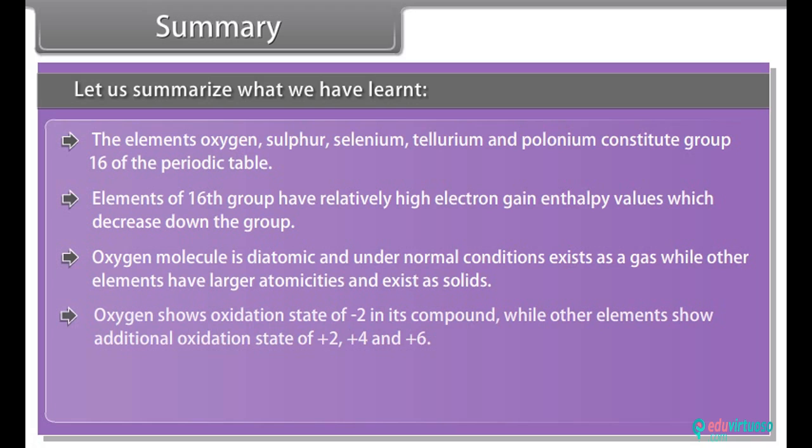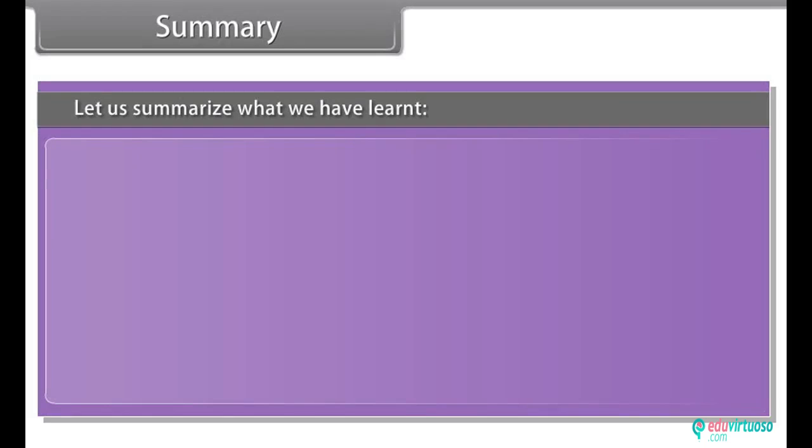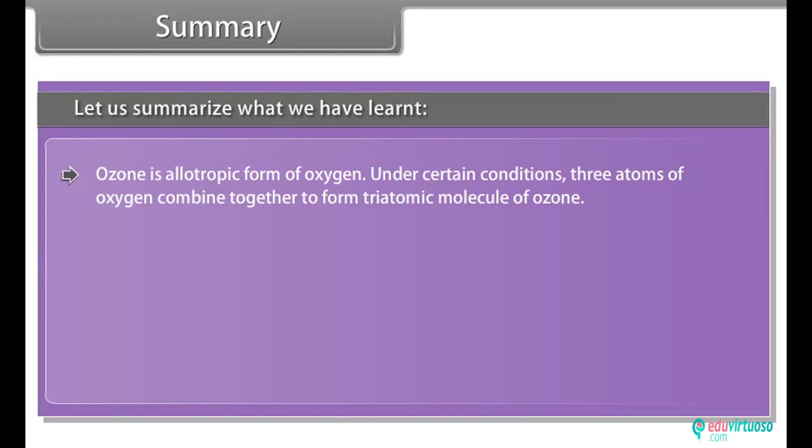Oxygen shows oxidation state of -2 in its compound, while other elements show additional oxidation state of +2, +4 and +6. A binary compound of oxygen with another element is called oxide. Oxygen combines with most of the elements to form oxides. Ozone is allotropic form of oxygen. Under certain conditions, 3 atoms of oxygen combine together to form triatomic molecule of ozone.